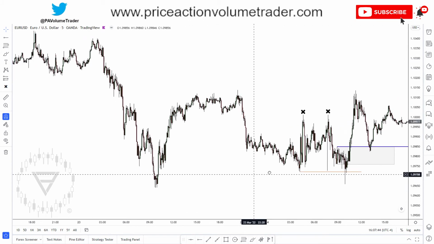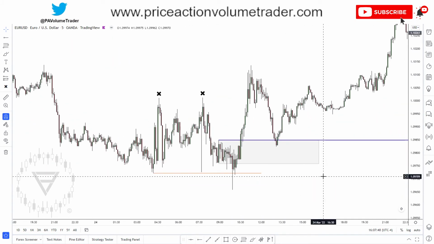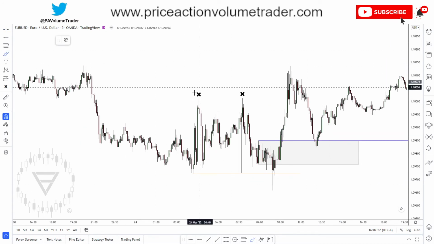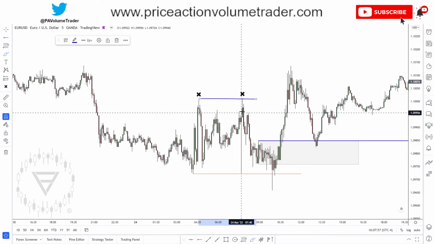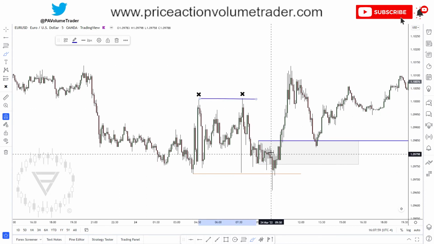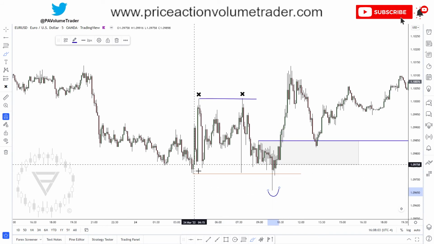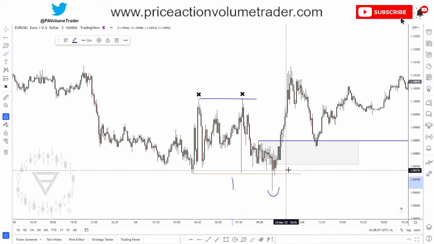So we did not hit this level over here, but on this one, we can see how we have a very clear double top right here. And then we can see on this candle right here, we sweep these previous lows. So this is step one.